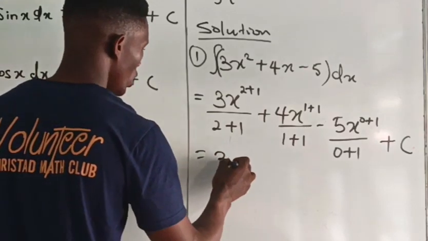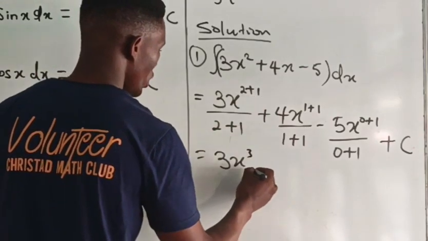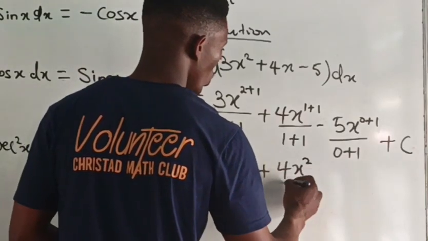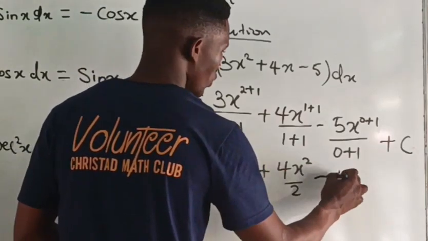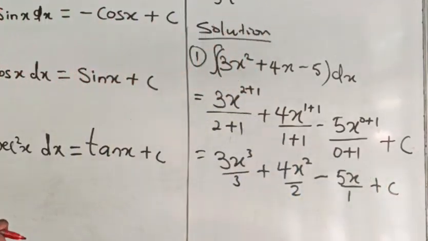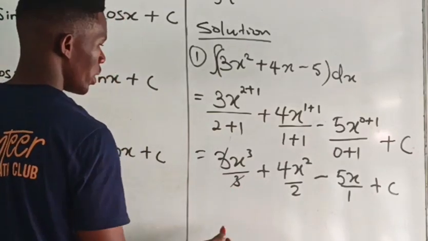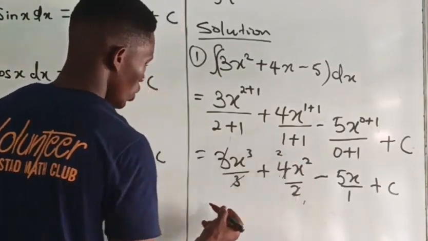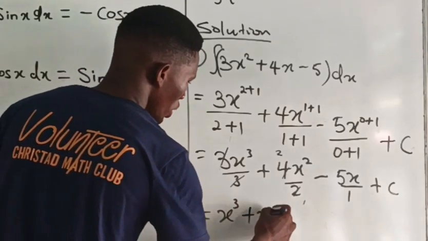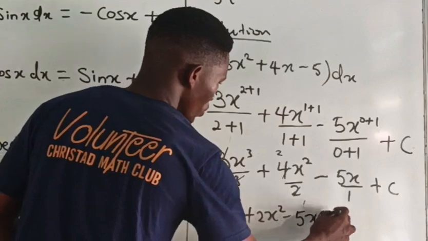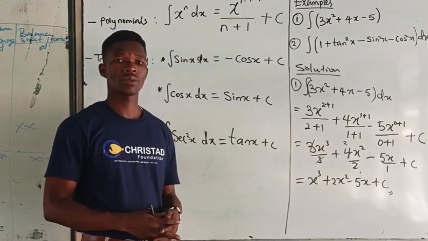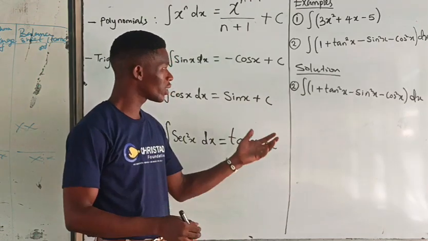Then we have 3x to the power 2 plus 1, 3, over 3, plus 4 x to the power 2 over 2, minus 5x over 1, plus c. Right? 3 cancels 3, and 2 here is 2. Then we have x raised to the power of 3 plus 2x squared minus 5x plus c. So we are done with the first example. Then move on to the second example. So here we go. This is the second example.